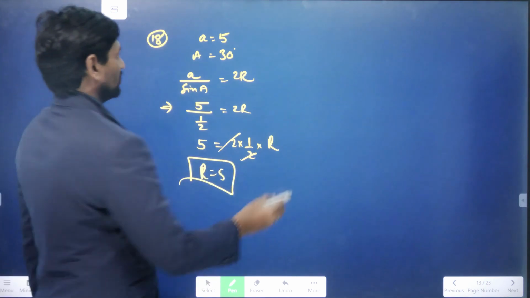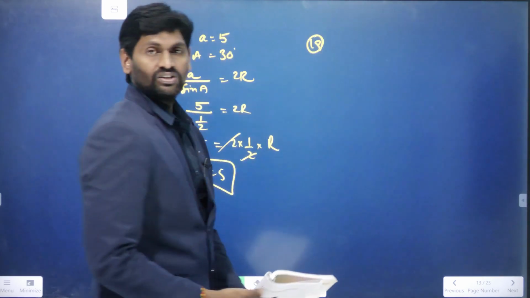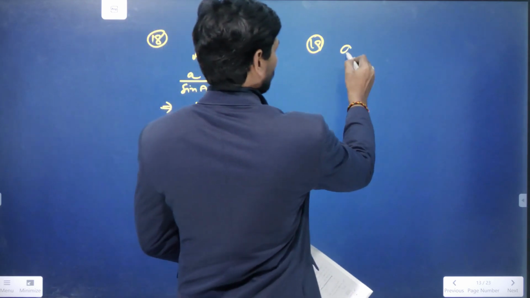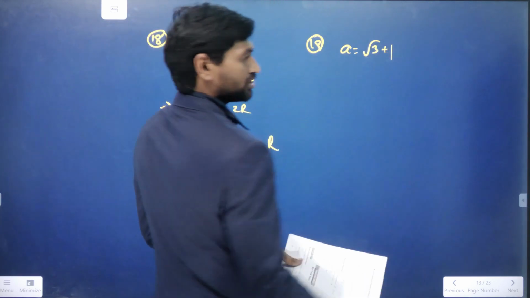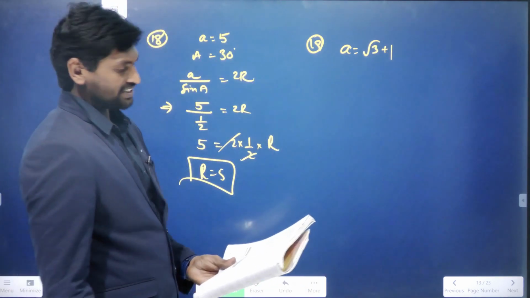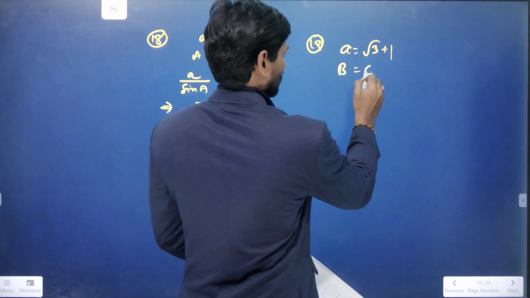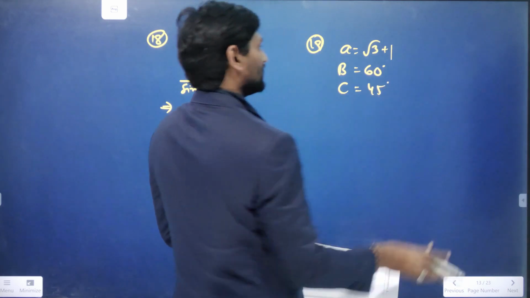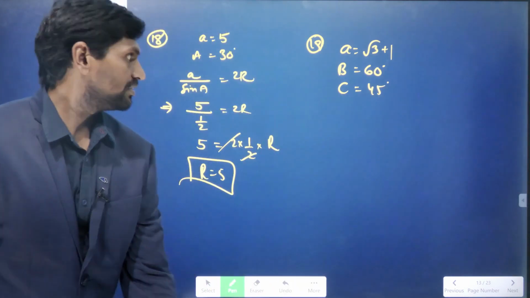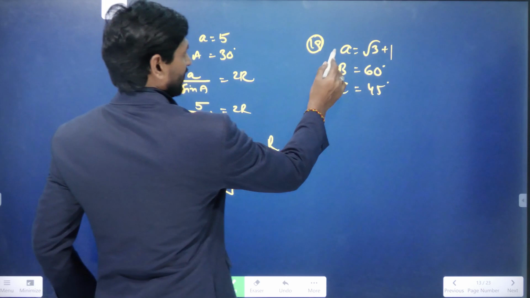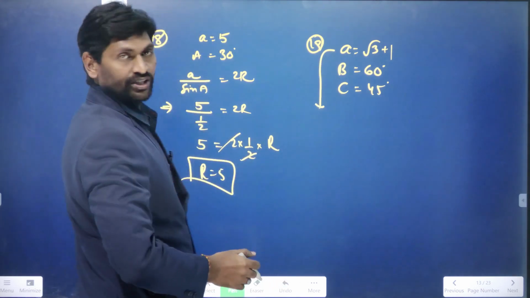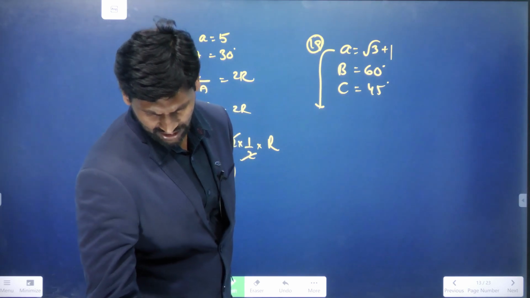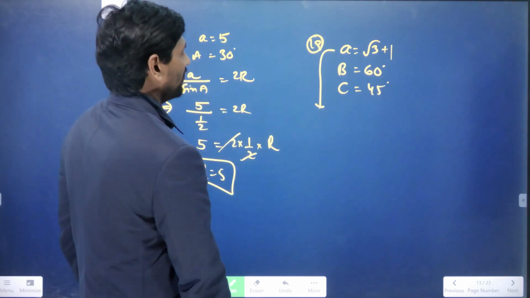Okay? Next question, the 19th one. In triangle ABC, a value is root 3 plus 1, capital B is 30 degrees, and capital C is equal to 45 degrees. Then we need to find the c value. Okay, let us use the sine rule again. By using the sine rule, a, b, c, the c value we should find.